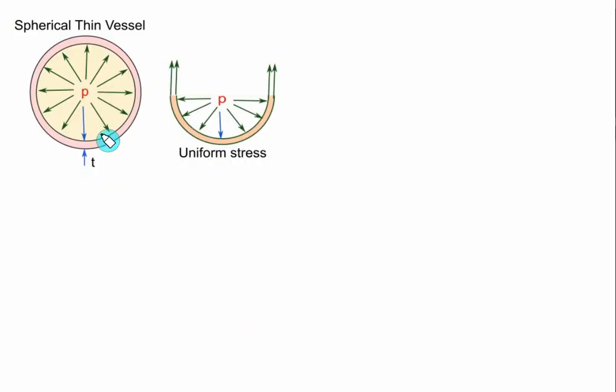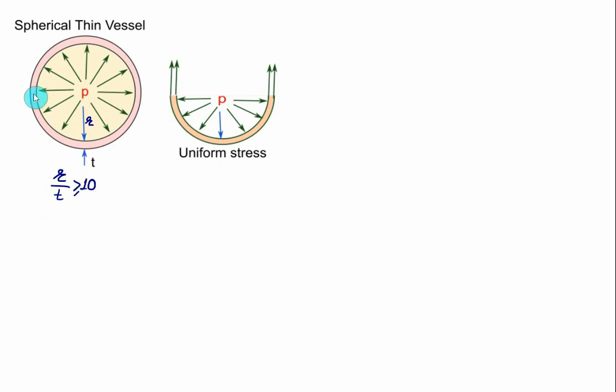Now this figure represents a spherical thin vessel. So we have a spherical vessel of radius equal to r and thickness equal to t. Since here we have a spherical thin vessel, the ratio of r divided by t is very high, approximately d by t is equal to 20. So this ratio will be greater than or equal to 10.